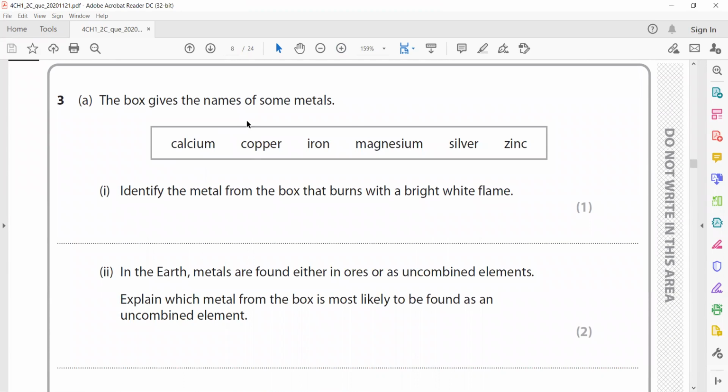The box gives the names of some metals. Identify a metal from the box that burned with a bright white flame. So the one which burned with a bright white flame is magnesium.